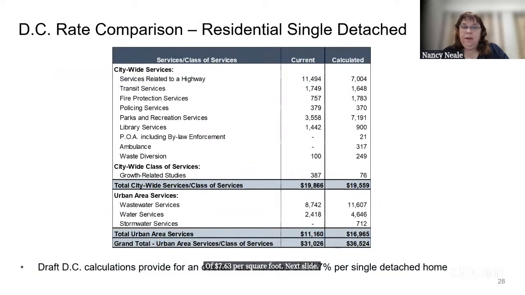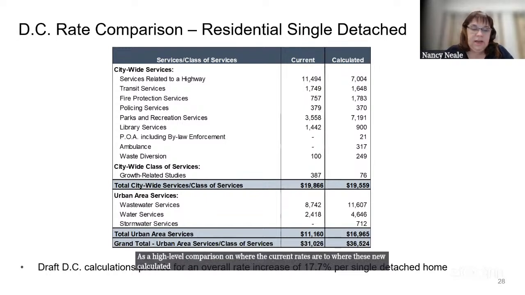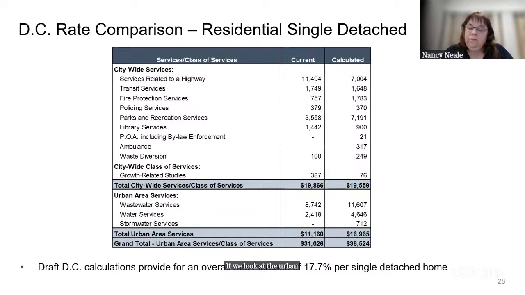As a high-level comparison on where the current rates are to where these new calculated rates are on a single detached home, if we look at the urban area, going from $31,026, which is being recovered today, to $36,524 once the new bylaw is in place. It's about an overall 17.7% increase for those homes. Next slide.